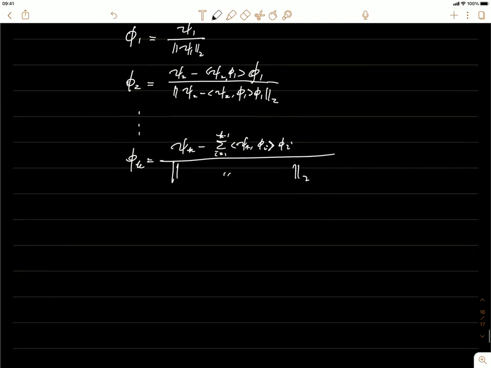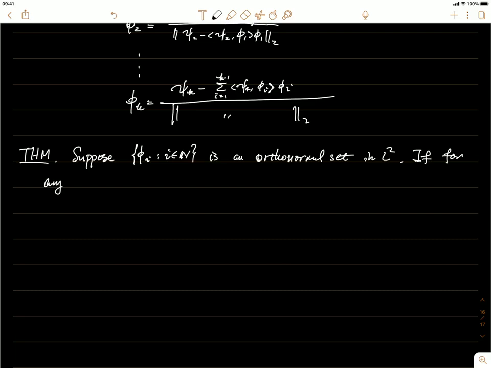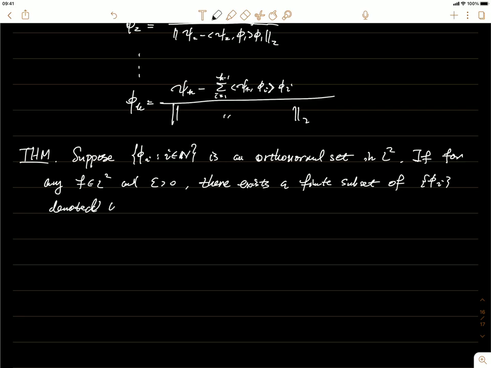Okay, and finally, we're going to give a theorem. Suppose we have this orthonormal set in L2. If for any f and epsilon greater than 0, there exists a finite subset of the psi i's, which we call, denoted by psi ij, where j is 1 through k.